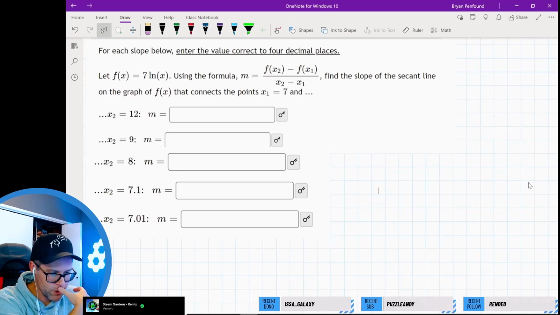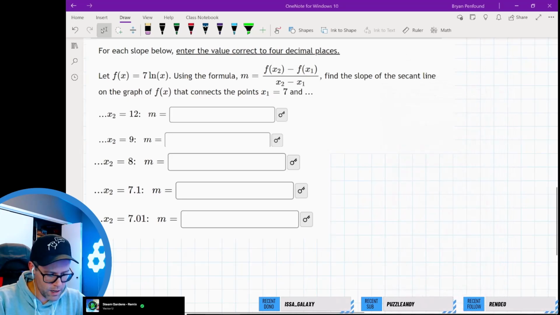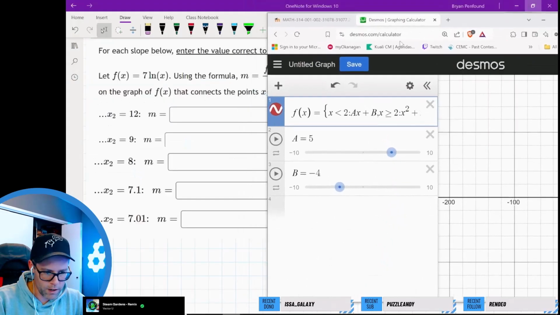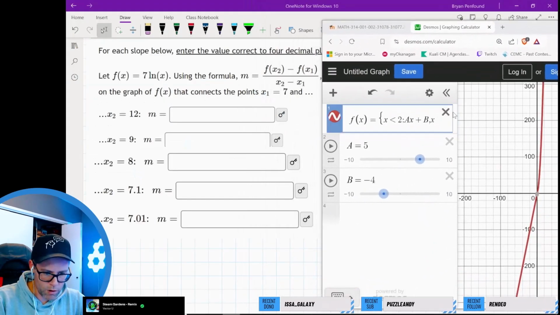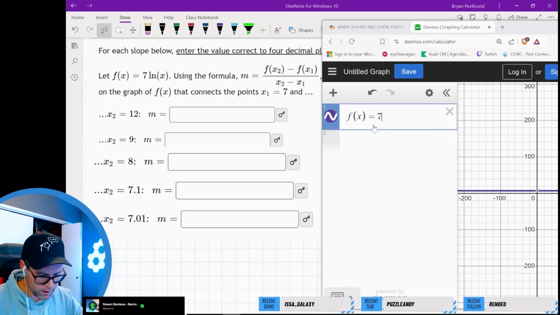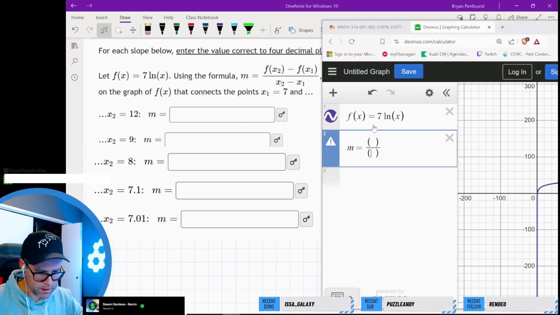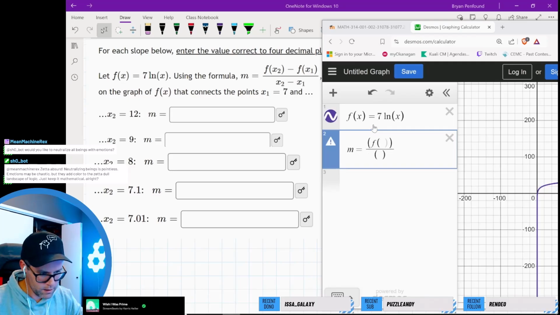Oh, I see. So we're using f of x2 minus f of x1. x1 is always 7. And x2 is changing. Oh, I see. So x2 is going to be decreasing over time. So we can actually probably set this up pretty easily in Desmos. So maybe let's pop over here. Desmos can do the brunt of this work, I think. So we have f of x is equal to 7 ln x. And we need to calculate the slope, which is going to be something divided by something. So we need f at x2.